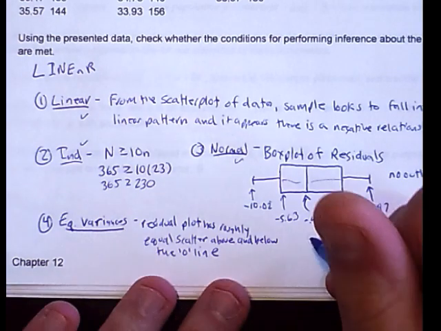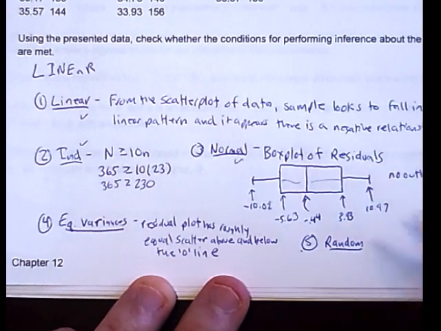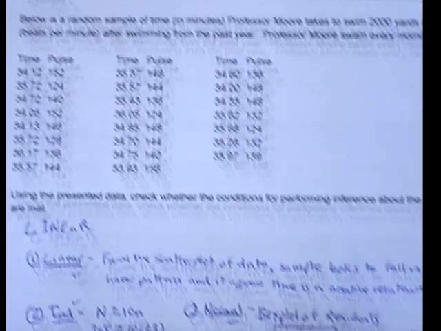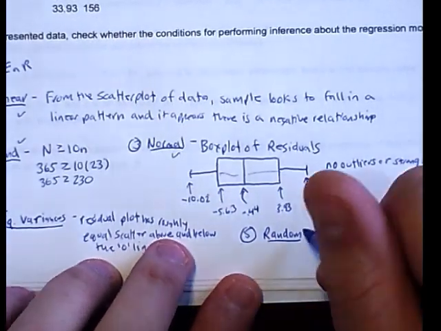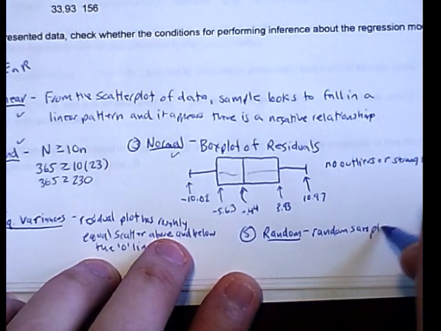We got one more condition to check, and that's the random condition. All right, and in the problem itself, it says below is a random sample of time. Okay, so random sample stated in problem.